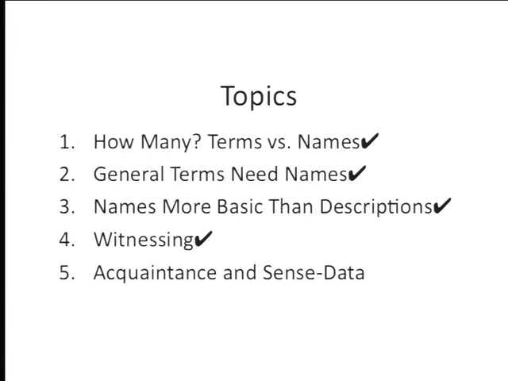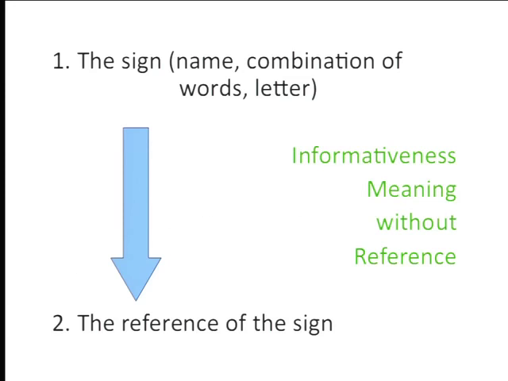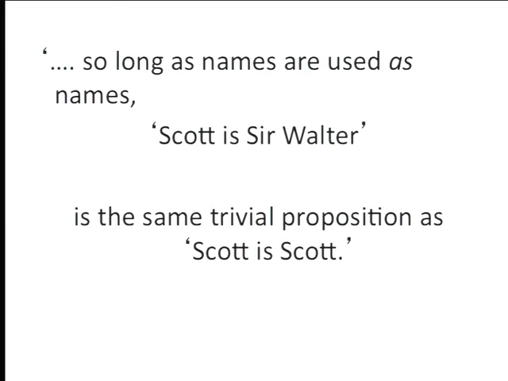Well, we have these problems of informativeness and meaning without reference, and they're not going away. So how are we going to address them here? Russell says, so long as names are used as names, then Scott is Sir Walter is the same trivial proposition as Scott is Scott. So that's a really radical claim. He's saying with real names, true names, you cannot have informative identities.